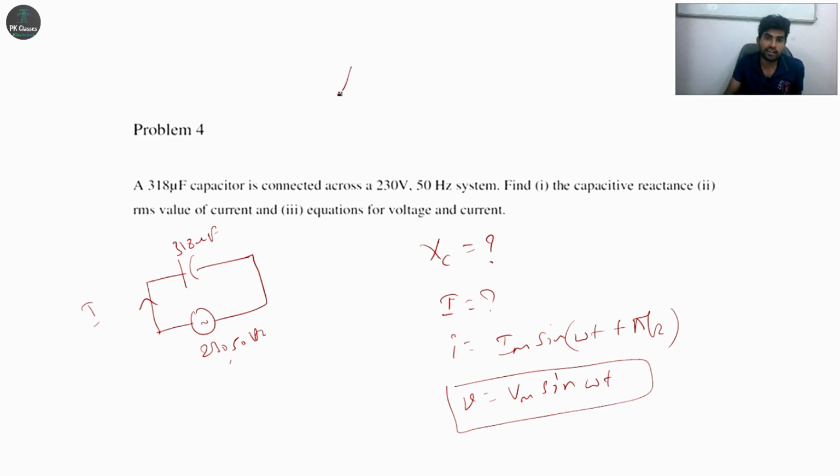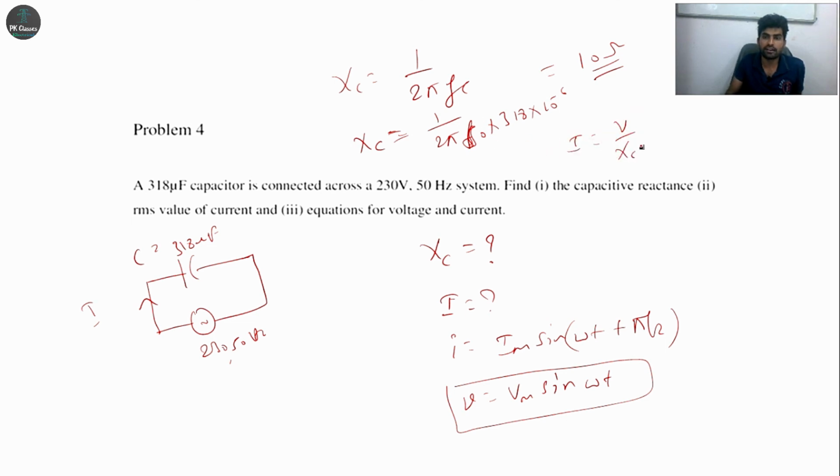How to calculate Xc? Xc is equal to 1 by 2 pi F C, because C is given. So Xc is equal to 1 by 2 pi into 50 into 318 micro, that is 318 into 10 raised to minus 6. You will get 10 ohm. Now we need to calculate current. With capacitive reactance of 10 ohm, current I is equal to V by Xc, so 230 by 10, you will get 23 amps.